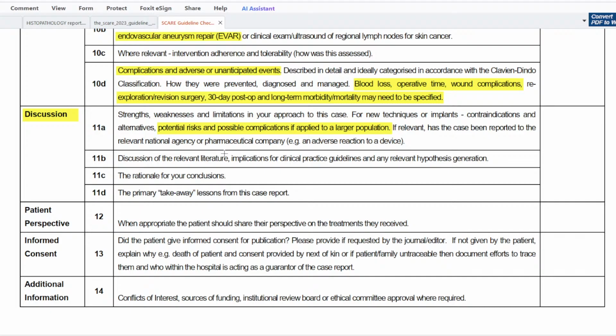Additional information: conflicts of interest, funding, and institutional review board or ethical committee.